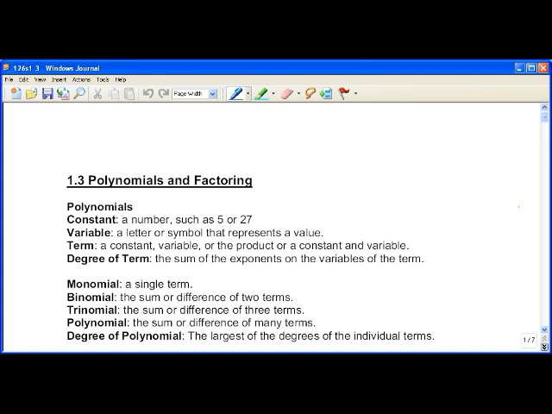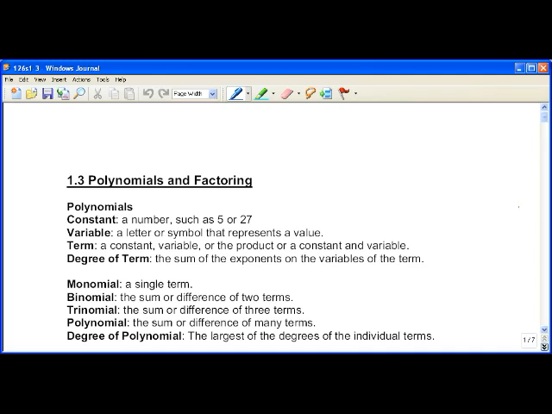A constant is a number such as 5, 27, -3, anything like that would be a constant. It's a fixed number, it's not going to change. A variable is a letter or symbol that represents a value, like x, theta, to get into angles.